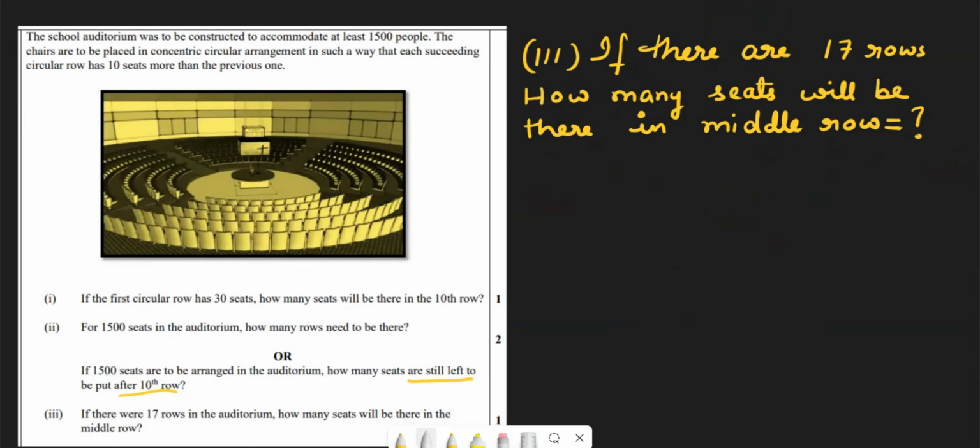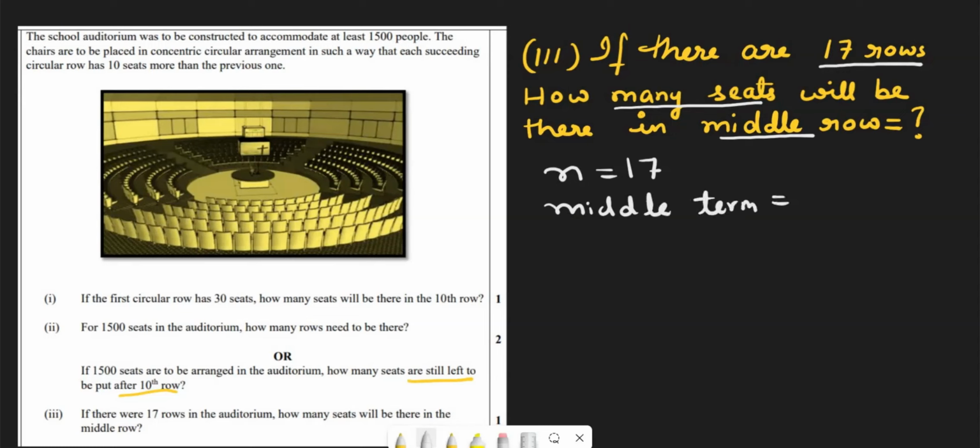So the last bit, the third part of the question, is: if there are 17 rows in all, that means the number of rows is 17, then how many seats are there in the middle row? So we should know which is the middle term, then we will find that term of the AP. We know that if the number of terms is odd, and 17 is odd, the middlemost term is the (n plus 1) by 2 th term.